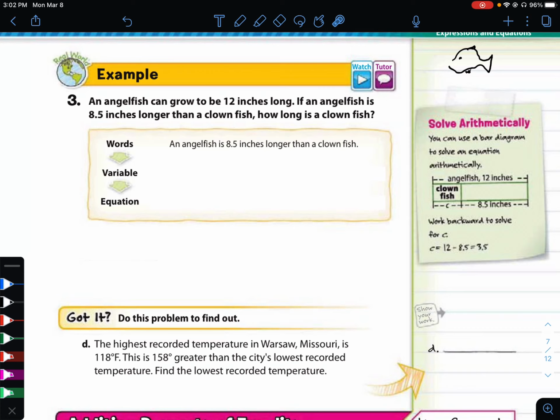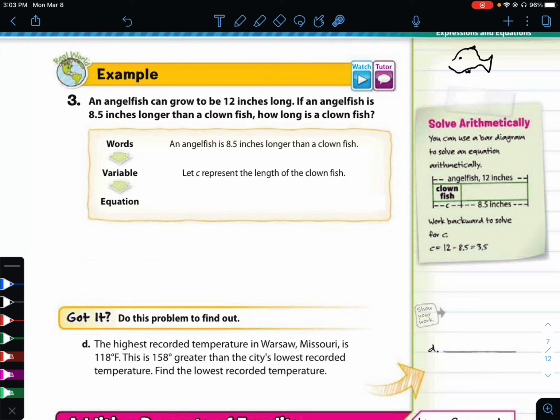We don't know the length of our clownfish, so we let C represent the length of our clownfish. So in this case, we don't know the length of our clownfish, and that's how we will represent our variable. And as an equation, let's take a look at this.